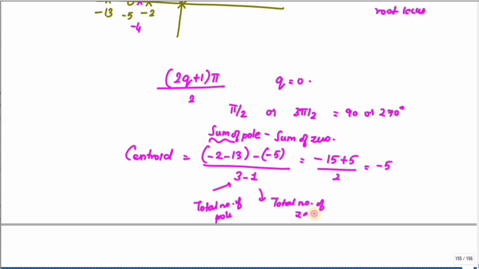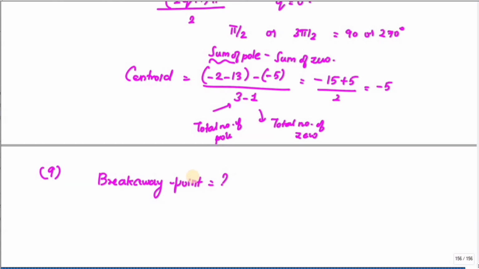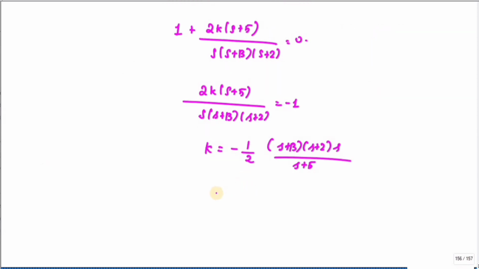Okay. So how to find the breakaway point? I can see the breakaway point is between 0 and -2, right? So how to find that value? In order to find the breakaway point, I have to write 1 + G(s)H(s) = 0. Here G(s) is 2K(s + 5) divided by s(s + 2)(s + 13), and H(s) is 1, and I have to equate it to 0.